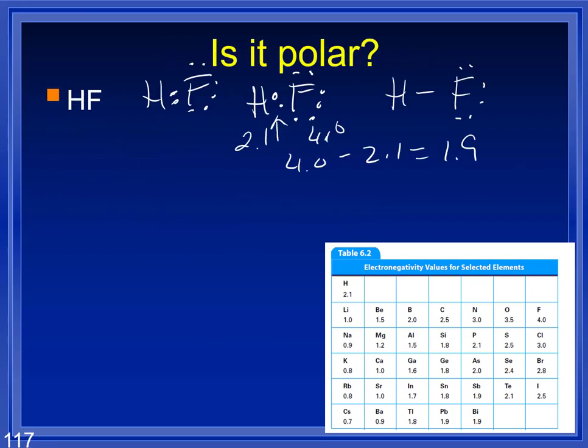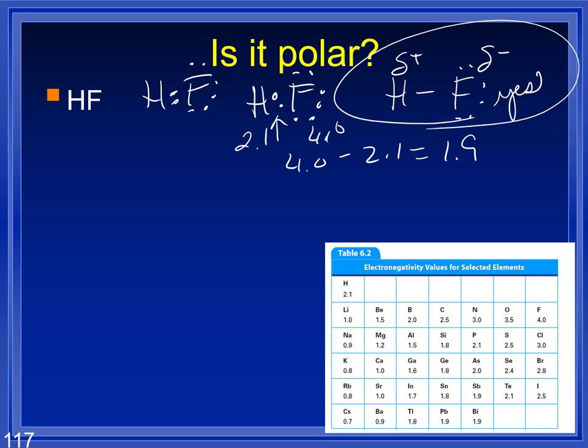Okay, and the F is going to be negative, and the H is going to be positive because F had the bigger number. Okay, so it's got a polar bond. Is this shape symmetrical? Does this have a positive end and a negative end? It's got a positive end and a negative end. It's polar. So the answer is, is this polar? Yes, because it's got a positive end and a negative end.